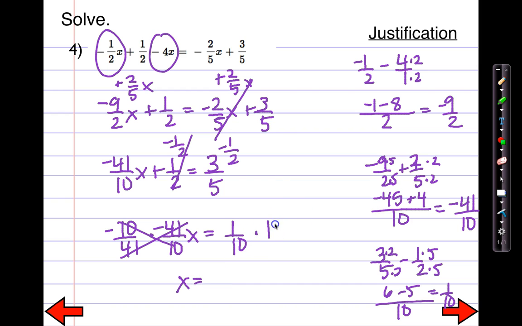I'm going to go ahead and multiply by 10 over 41 on this side as well. And it is negative. Don't forget about that. It's something a lot of students often forget. The 10's cross cancel, leaving me with just a negative 1 over 41. So that is our final answer.